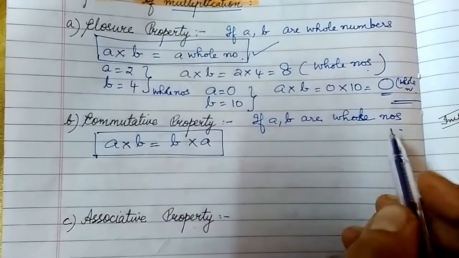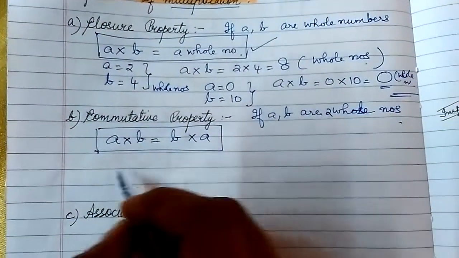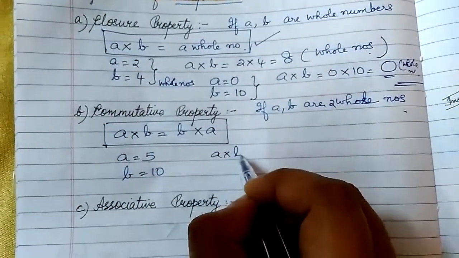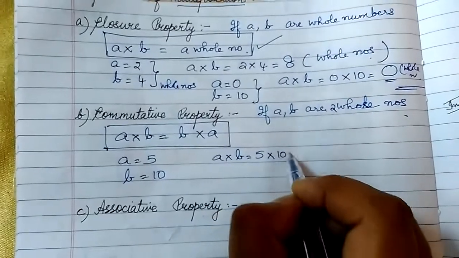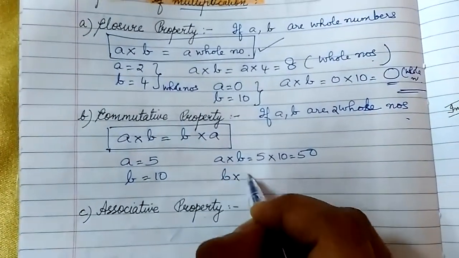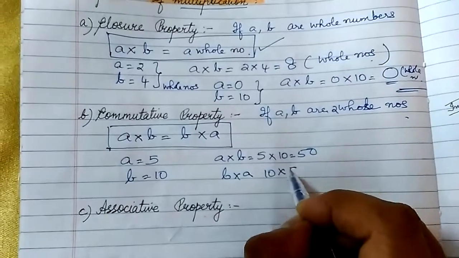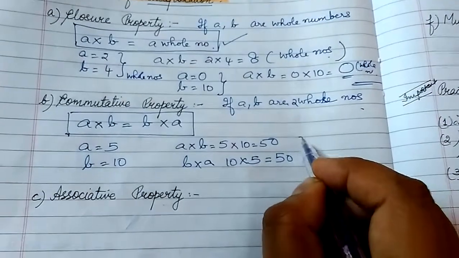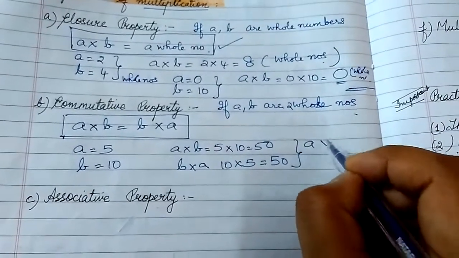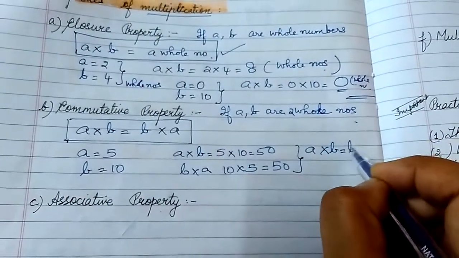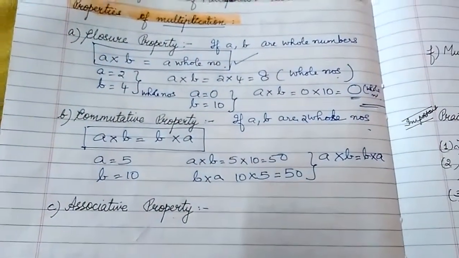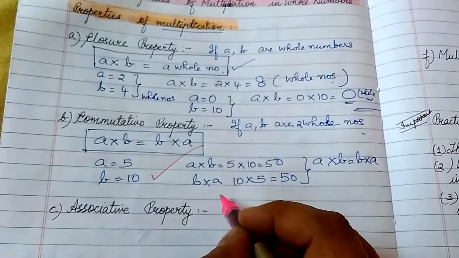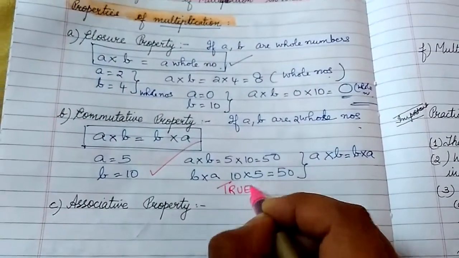If a and b are two whole numbers, now a is equal to 5 and b is equal to 10. What happens? a into b equals 5 into 10, that is 50. What is b into a? Just change the order: 10 into 5. What is 10 into 5? It is again 50. So both are the same. That means a into b equals b into a. So the commutative property of multiplication is true, isn't it?